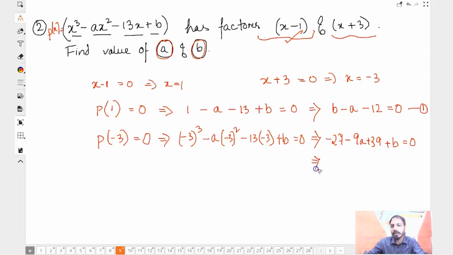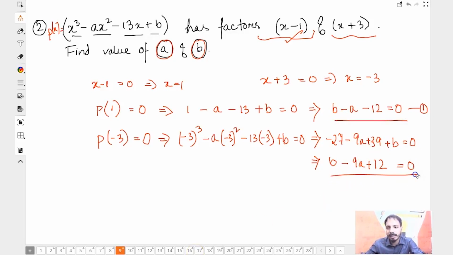So now what do you get from this? You get b minus 9a and 39 and minus 27. If I subtract this, I will get 12 here. So this is plus 12 equal to 0. Now you have two equations, this and this. From these two equations, you can easily solve them. Once you solve them, you can find out the value of a and the value of b. So these types of questions they can also ask, right? So I hope you understood how to solve these types of questions.